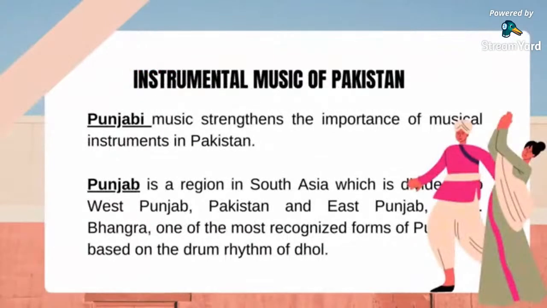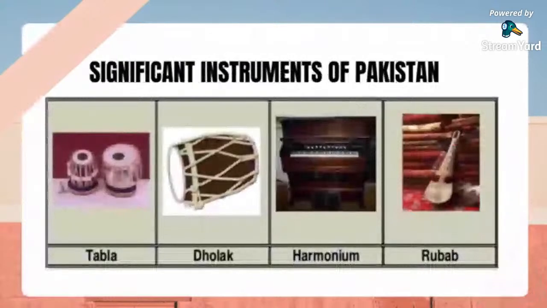Instrumental music of Pakistan. Punjabi music strengthens the importance of musical instruments in Pakistan. Punjab is a region in South Asia which is divided into West Punjab, Pakistan and East Punjab, India. Bhangra, one of the most recognized forms of Punjab, is based on the drum rhythm of Dhol. Significant instruments of Pakistan.